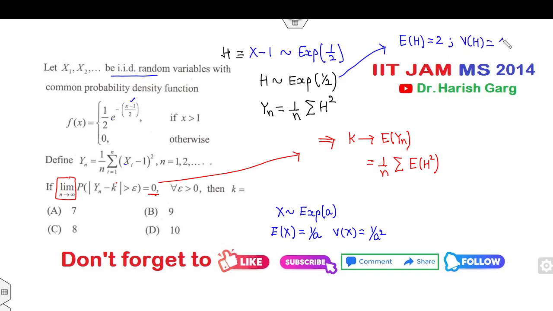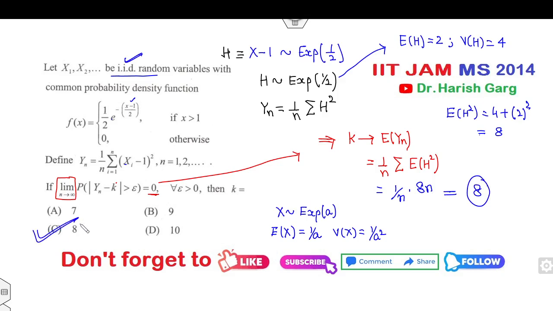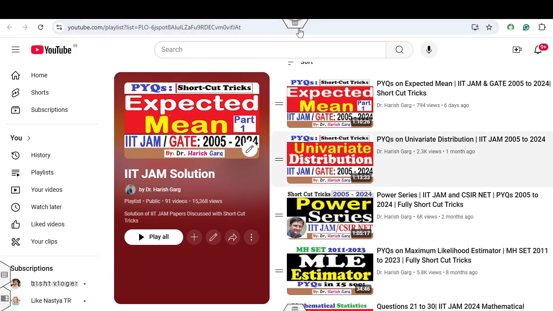So the mean is 2. Variance of h is 4. So can you find the E of h square? This is variance plus mean square. So 4 plus 4 is 8. So that number is 1 over n, 8 times n, because they are IID. So the answer 8 is the correct answer of this problem. Very simple. Just try to analyze the distribution. That's why I'm asking you to watch this lecture. Very important for you. Watch this univariate distribution lecture.